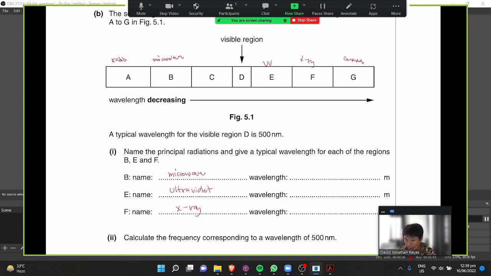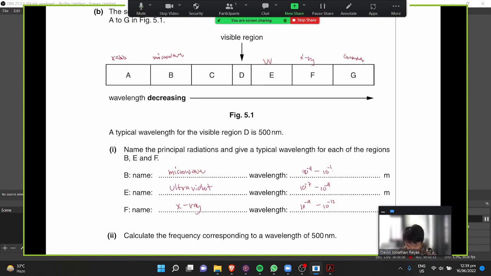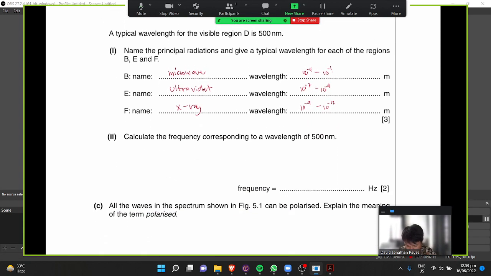Now, in terms of the wavelength, what are the values for microwave? That's 10 to the negative 4 to 10 to the negative 1. For the ultraviolet, that's going to be 10 to the negative 7 to 10 to the negative 9. And for the X-ray, that's going to be 10 to the negative 9 to 10 to the negative 12. All right, let's now proceed with this question here.